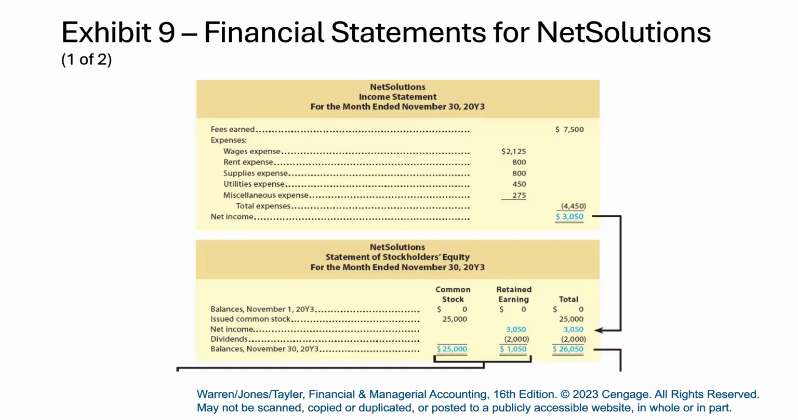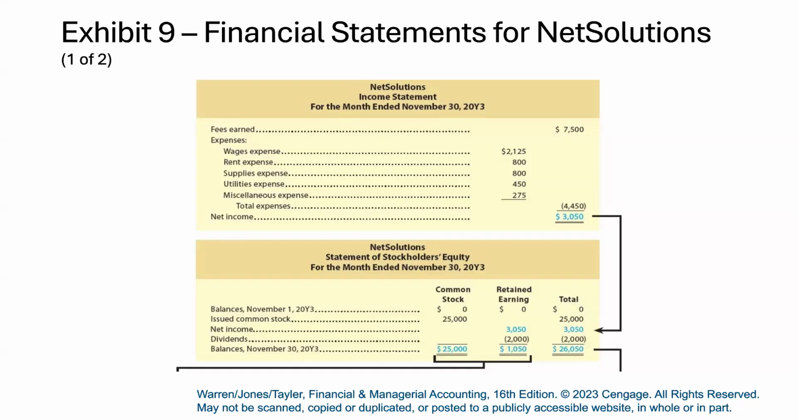And then their expenses, they had wage expense, that's money they paid their employees, rent expense, supplies, utilities, miscellaneous. So you'll see it has fees earned, the revenue, then they list all the expenses, and then they have a line that shows the total expenses, and then the revenue minus the expenses gives us net income.